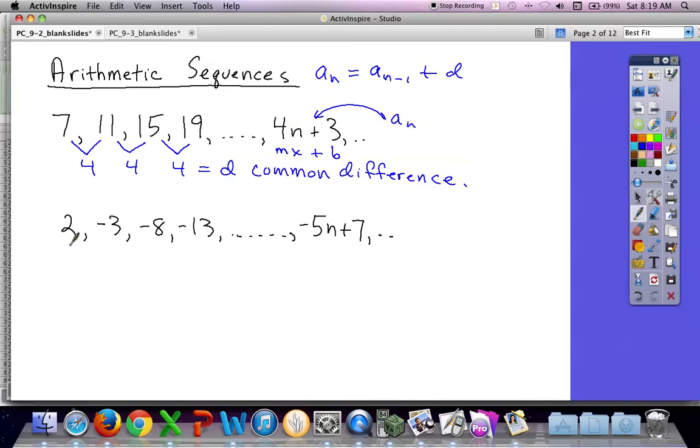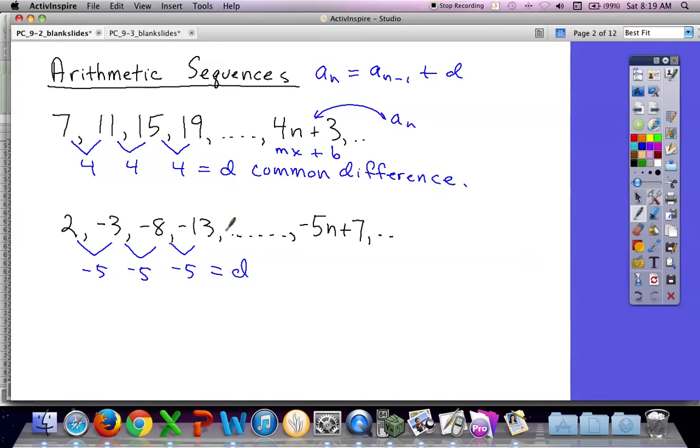Okay, the next sequence, 2, negative 3, negative 8, negative 13. Again, if we do the subtraction, you always have to do the second term minus the first term, the third term minus the second term. Make sure you do it in the right order so you get the correct sign. In this case, it's negative 5, negative 5, negative 5. Right? So our common difference is negative 5.